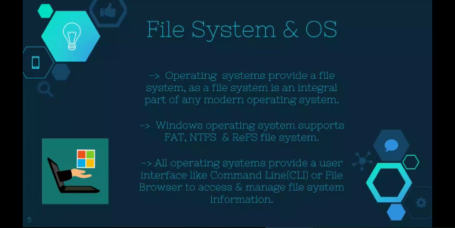Directly moving to the next point, all operating systems provide a user interface like the command line. You'll know it, right? Whichever operating system you might have used, Unix, the present one Windows, or Linux, you'll have the command line, that is CLI, common in all operating systems. And also a file browser. You'll notice some symbol at the bottom of your gadget or PC where you can search your files, your application, your data, whatever. So all operating systems also provide a file browser to access and manage file system information. So that was the relationship between file system and operating system.